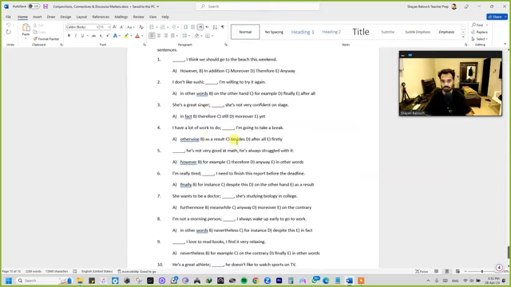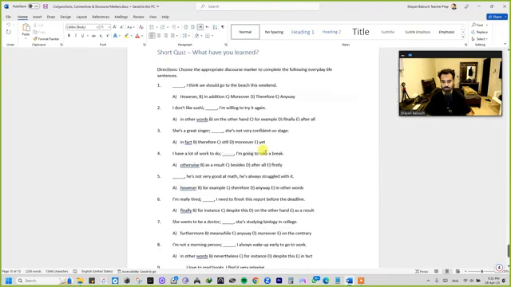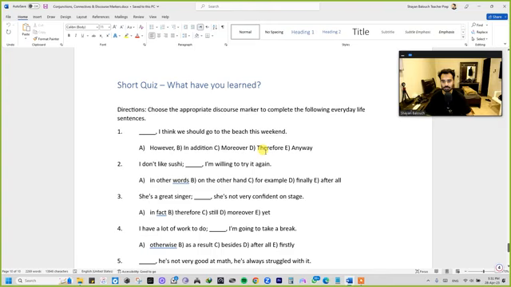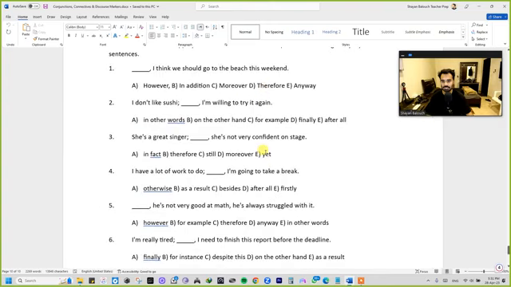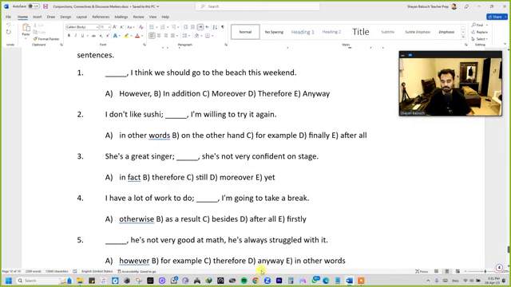You can just pause the video, or maybe you would like to take a screenshot. Let me just scroll down. Let me just focus on the first 5 that you can see very easily without any problem, okay? So these are the first 5 with their examples. Dash, I think we should go to the beach this week, okay? I don't like sushi, dash, I'm willing to try it again. So you just have to identify which choice is going to be right.